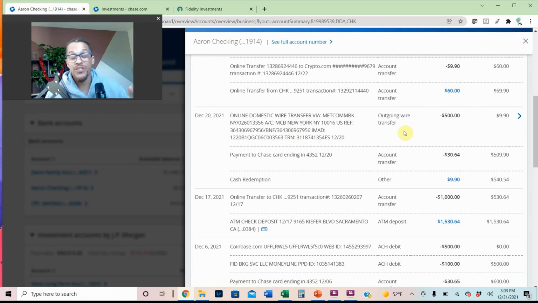Which is this transfer right here. So I actually did $1,000 into crypto for this particular month. Crypto.com has a lot of staking that it gives me the opportunity to do, whereas I didn't have that on Coinbase. So I have pretty much left Coinbase completely, and I'm 100% in Crypto.com.